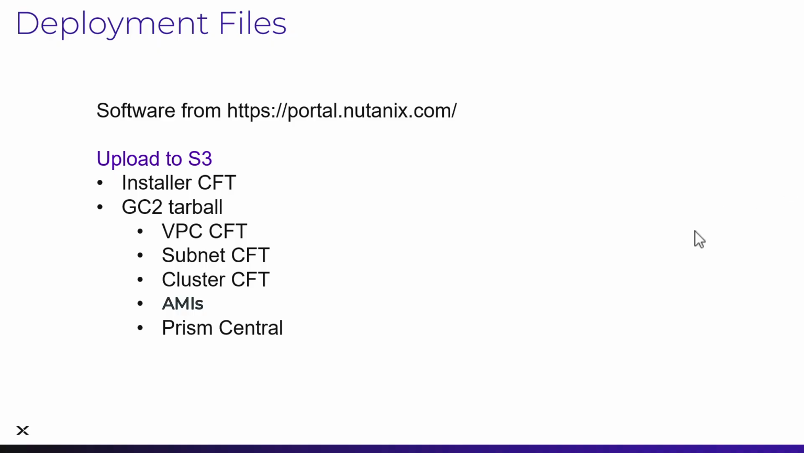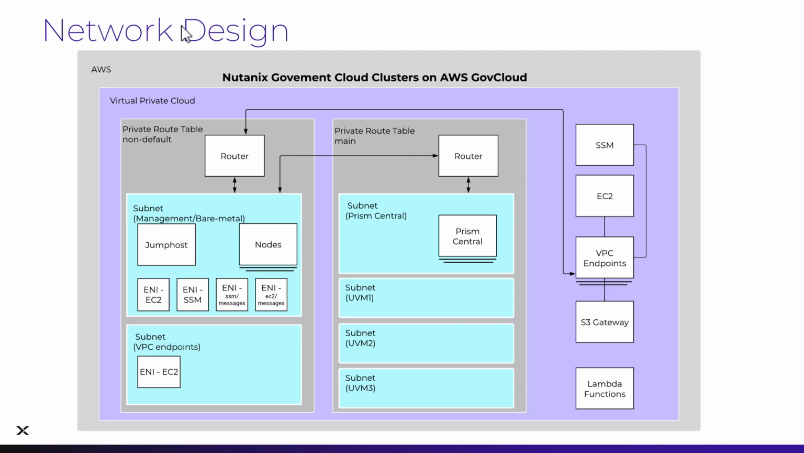Let's take a look at the network design. The network design is pretty simple and can fit into existing AWS environments. So we're going to be creating a new VPC. If you need to use an existing one, it can be set up manually.